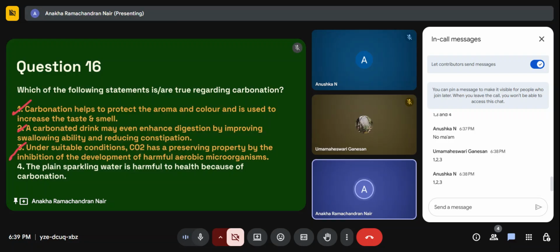So plain sparkling water is harmful to health is incorrect. Sparkling drinks such as cola, etc., have been known to affect bone health, but sparkling water is not harmful to health because it doesn't have any added flavor. Just the carbonation itself is not dangerous, right? Any doubts in this question?